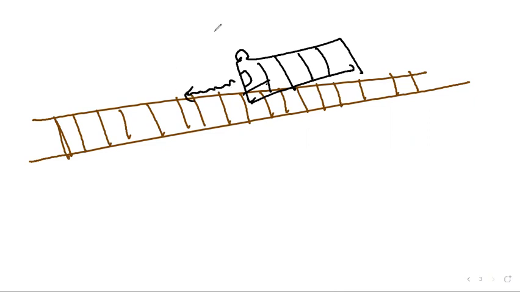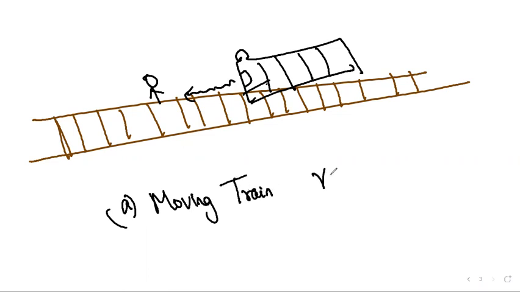There is some pole over here, or sometimes, instead of this pole, we might be told that the train is going to cross a man. So what is this first case? Moving train versus a standing man or a pole. This is the very first case.